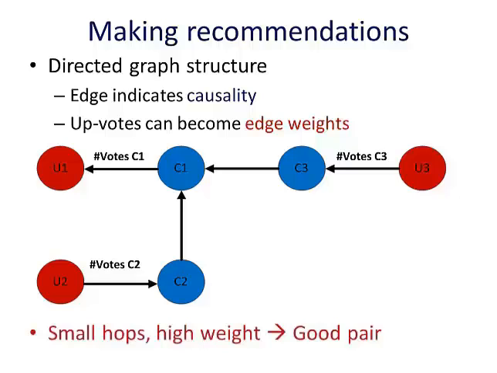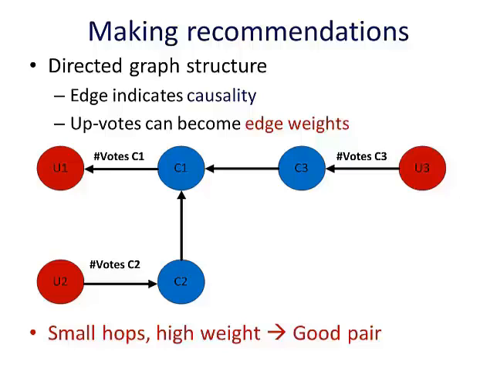When looking for similarity between 2 users, we want to see 2 things. First is a small number of hops. This means that we don't stray too far on the path between the 2 users. Second is high weights in between the 2, which means that we're traversing important posts when we're going between the 2 users. If we satisfy these 2 properties, then that means that we have a good pair.